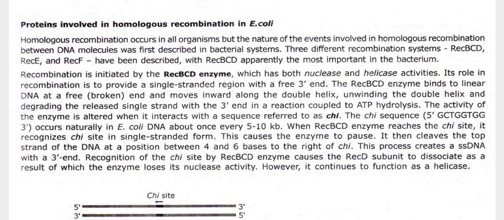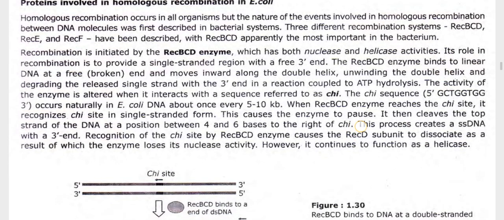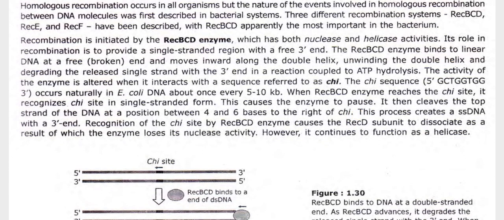Proteins involved in homologous recombination in E. coli. Homologous recombination occurs in all organisms, but the nature of the events involved in homologous recombination between DNA molecules was first described in bacterial systems. Three different recombination systems, RecBCD, RecE and RecF have been described, with RecBCD apparently the most important in the bacteria. Recombination is initiated by the RecBCD enzyme, which has both nuclease and helicase activities.